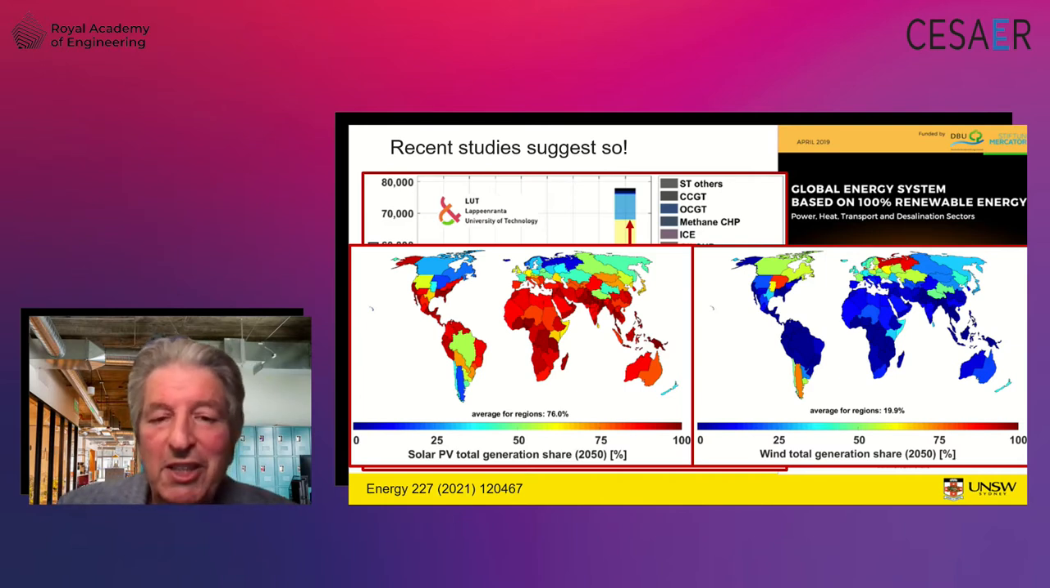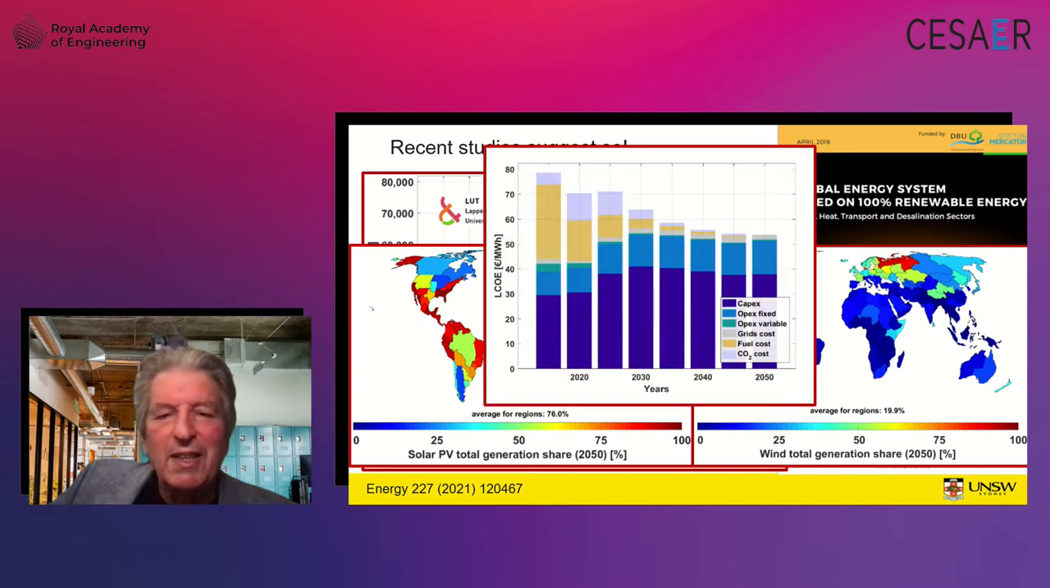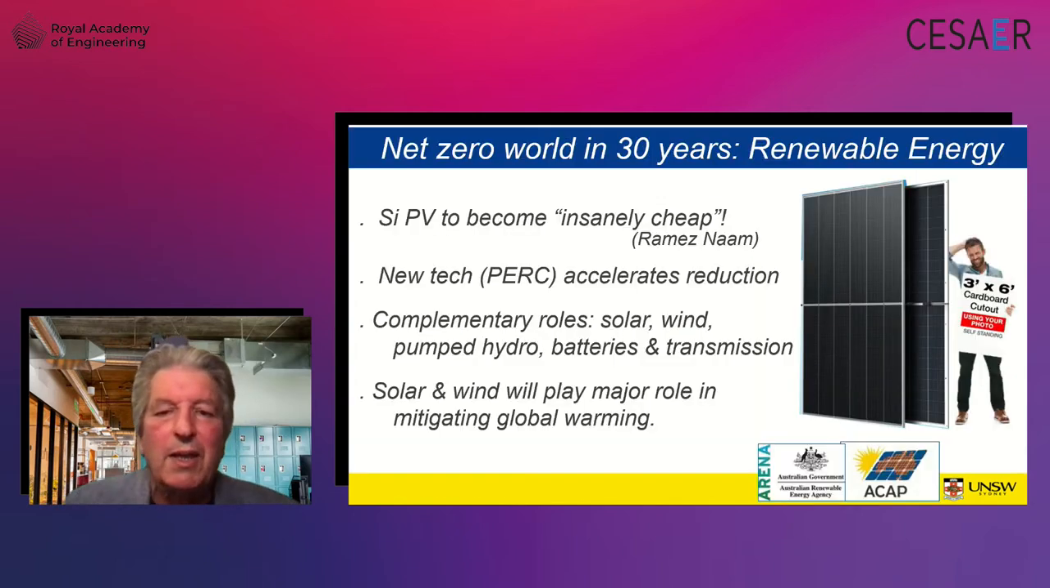I was surprised to see that the UK is expected to have more generation from solar, according to the study, than wind in that time frame. So an interesting result. And this study was driven by costs. A carbon cost was introduced into the study to drive it towards a low carbon future, but the end result was that you ended up with lower costs from that conversion. So net zero world in 30 years, I think renewable energy has a big role to play.